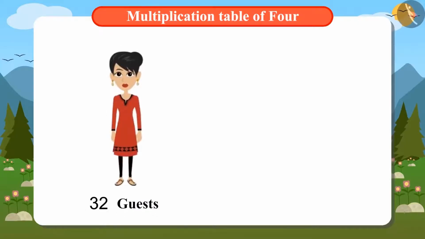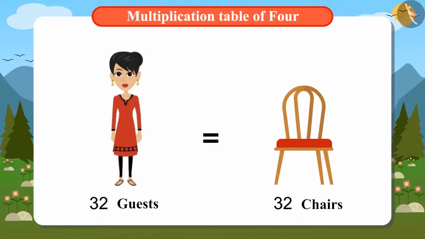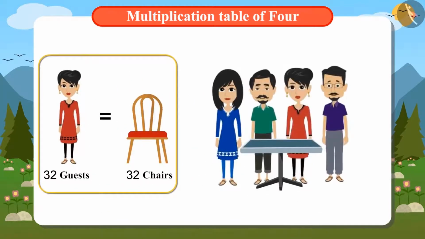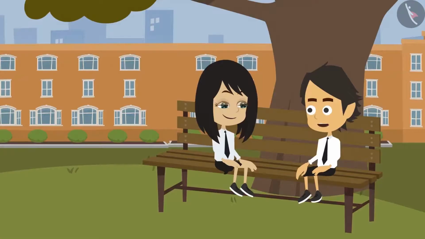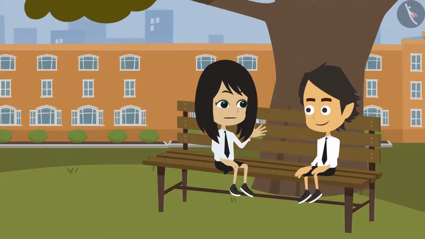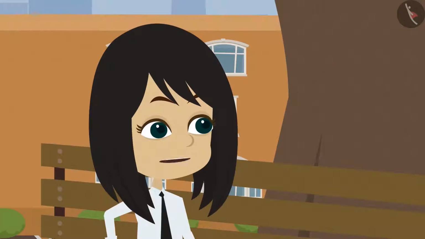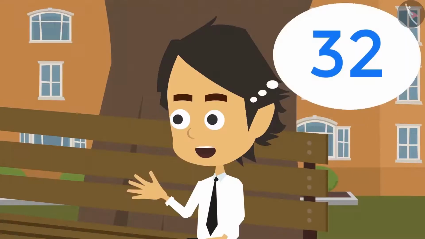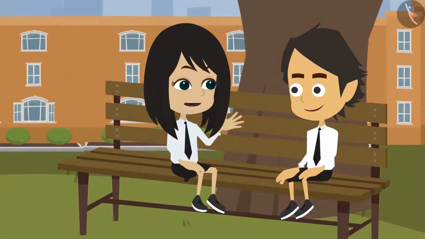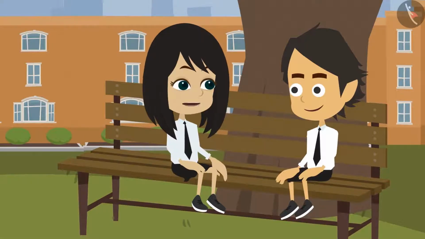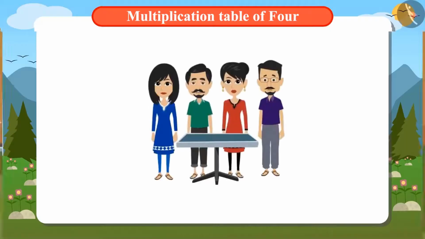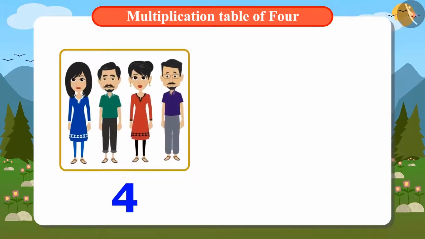There are a total of 32 guests coming. So the number of chairs also will be 32. But a table will be used by many, and that is why I am puzzled. Okay, come on, I will help you. Just tell me the total number of guests. 32. And how many guests can use one table? 4. Each table is for 4 guests.